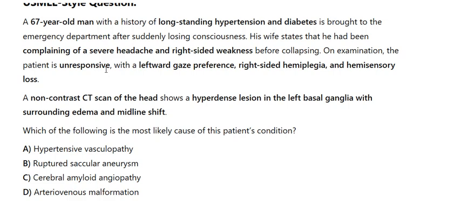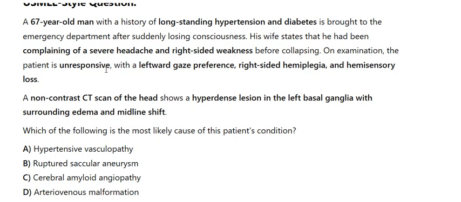A non-contrast CT scan of the head shows a hyperdense lesion in the left basal ganglia with surrounding edema and midline shift. Which of the following is the most likely cause of this patient's condition? A. Hypertensive vasculopathy. B. Ruptured saccular aneurysm. C. Cerebral amyloid angiopathy. D. Arteriovenous malformation. E. Reperfusion injury after ischemic stroke.